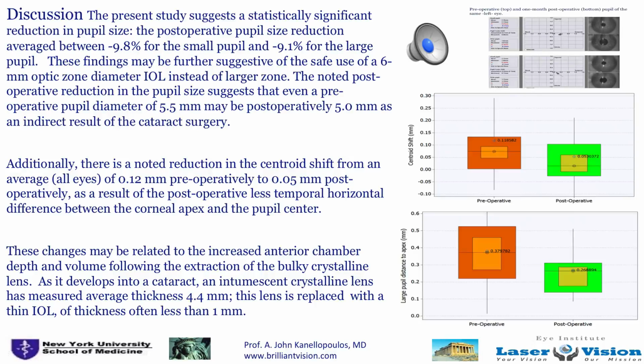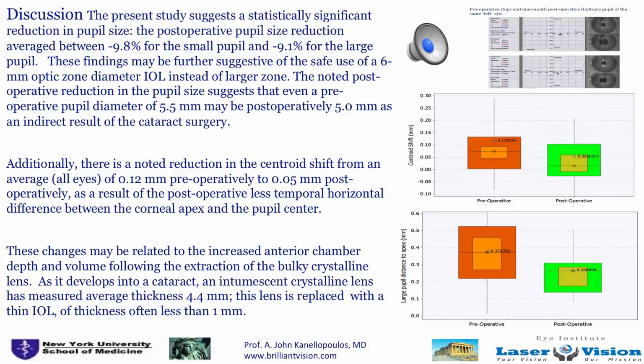Additionally, there is a noted reduction in the centroid shift from an average, and we're looking at all eyes here, 120 microns preoperatively to 50 microns postoperatively as a result of the postoperative less temporal horizontal difference between the cornea apex and the geometric pupil center. These changes may be related to the increased anterior chamber depth and volume following the extraction of the much bulkier crystalline lens and the replacement of that lens with the intraocular lens.